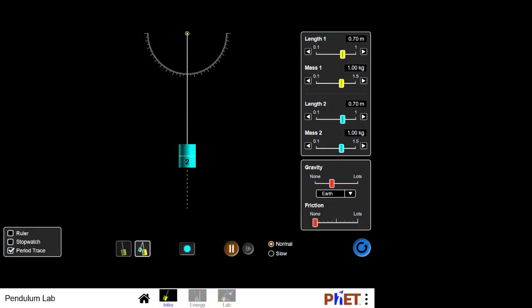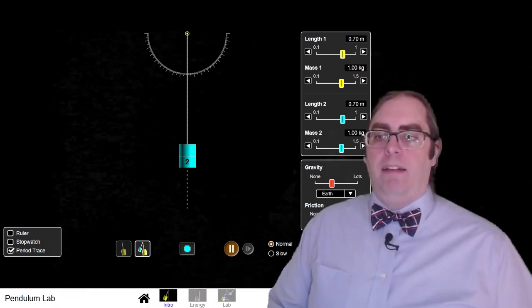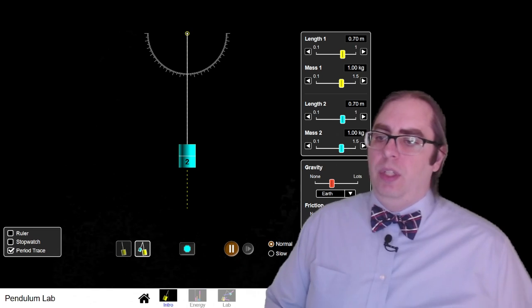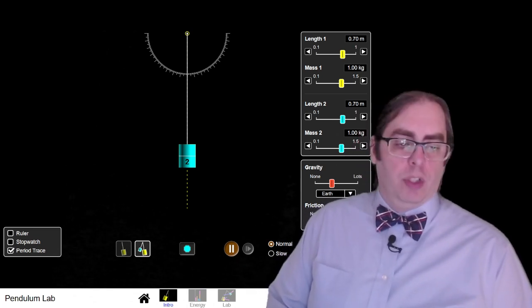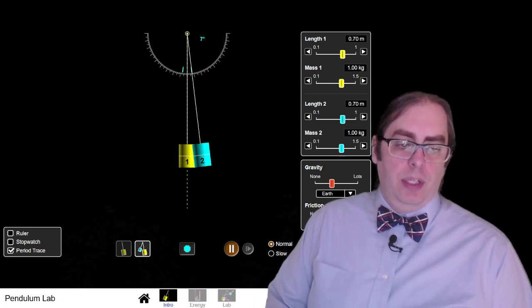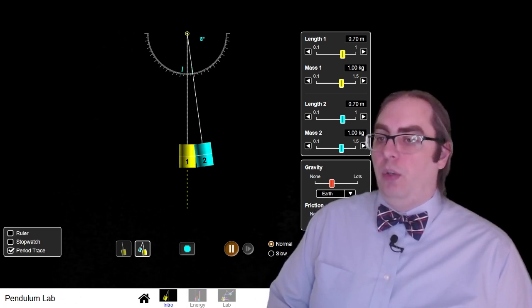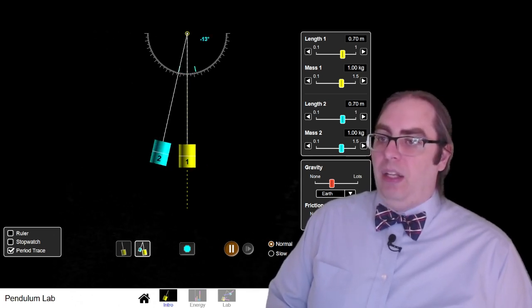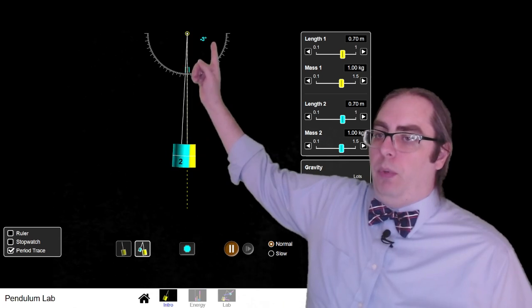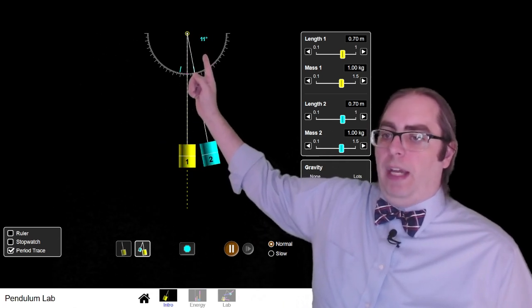The other one is a pendulum. So here we have a simulation where I do have two pendulums. It's hard to see because they're kind of sitting on top of each other. But at the moment, I have two identical pendulums. They have the same mass, they have the same length, and they're just attached to this pivot point up here and able to swing back and forth.